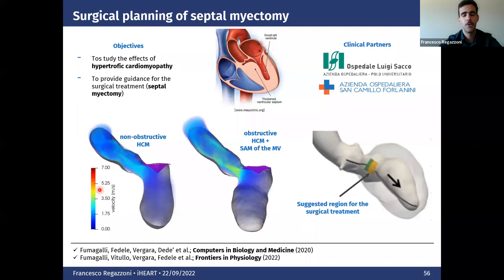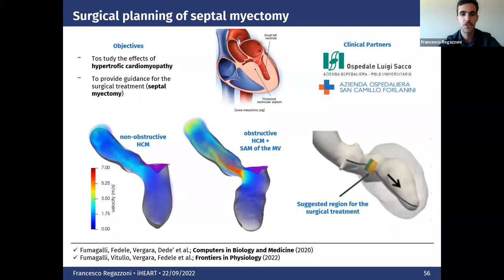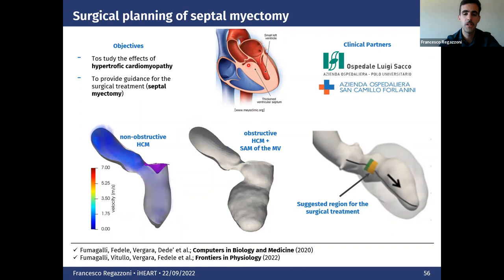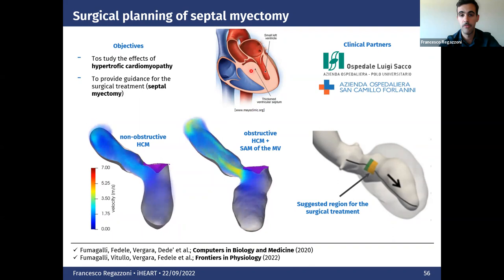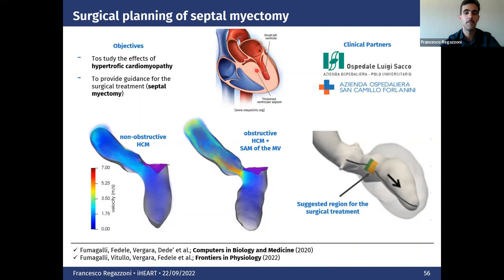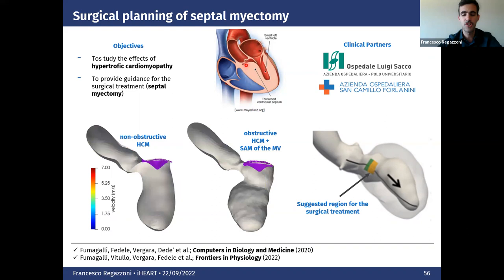Finally, another project is about the septal myectomy, that is a treatment to treat hypertrophic cardiomyopathy, that is a pathology by which the septum grows in an abnormal way, and it becomes an obstacle for the flow of blood. So the treatment is a surgical one. It consists in the removal of the septum. The question is how much and where to remove the septum. And so we are using simulations to simulate, with a mathematical model, the outcome of different ways of proceeding and to suggest the optimal region for the treatment.